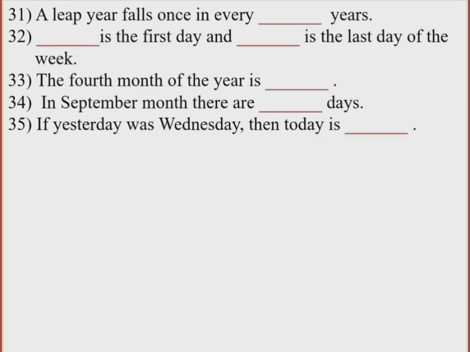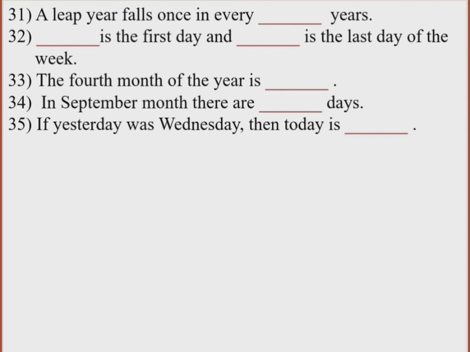Next one, 31st, a leap year falls once in every dash year. 32, dash is the first day and dash is the last day of the week. 33, the fourth month of the year is dash. 34, in September month there are dash days. If yesterday was Wednesday, then today is dash.